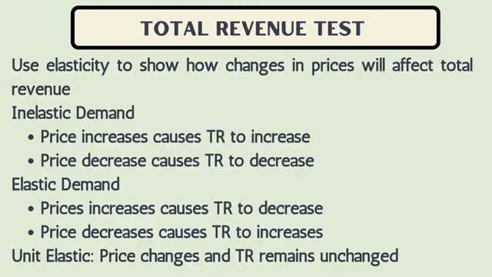Next up, we have the total revenue test. The total revenue test is when we use elasticity to show how a change in price will affect total revenue. For inelastic demand, if the price increases, it causes TR to increase. When price decreases, TR will also decrease. For elastic demand, as price increases, the TR will decrease, and if price decreases, TR will increase. And for unit elastic, a price change leaves TR unchanged.